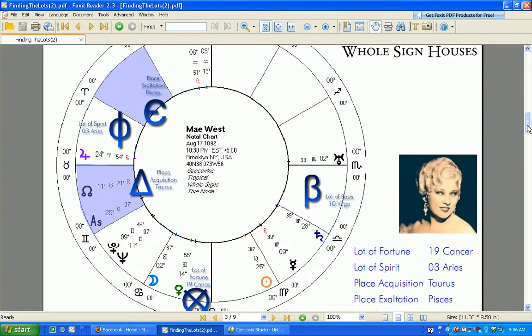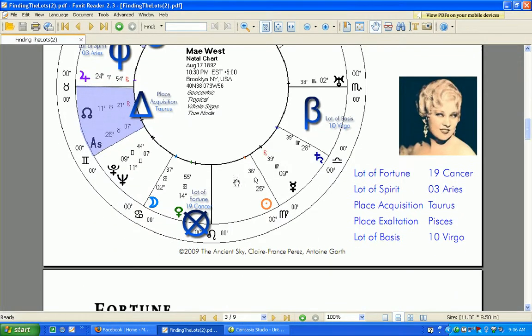And I'm just going to do calculations. We're not going to do any kind of interpretation or anything, just plain math and motion. Okay, so the first one we're going to find is the lot of fortune.